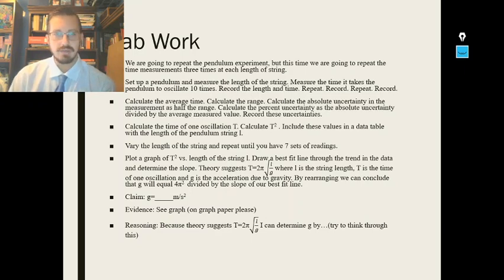Once we've done that, we're going to calculate the time of one oscillation, t, and also calculate t squared. Include these values in a data table, also with the length of the pendulum string L. Then we're going to vary the length and repeat until we have 7 sets of readings. And so at 7 different lengths, we're going to measure the time of 10 oscillations 3 times each. And then do the calculations with the uncertainties as explained in bullet point 3 on this slide.